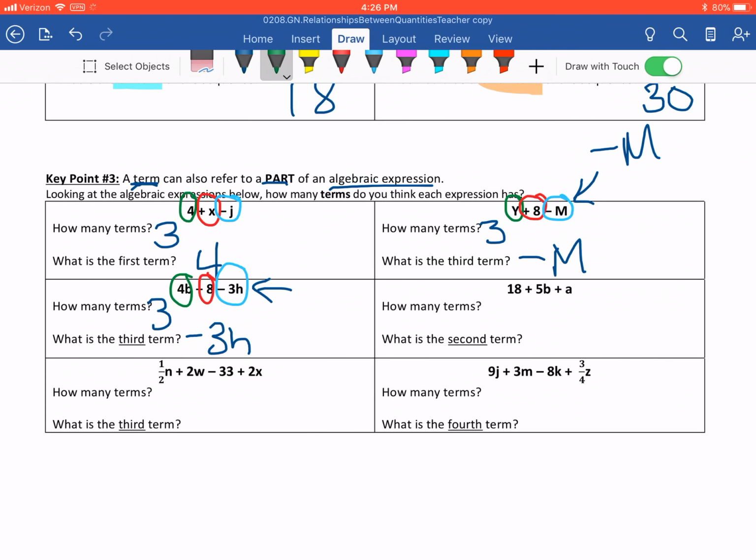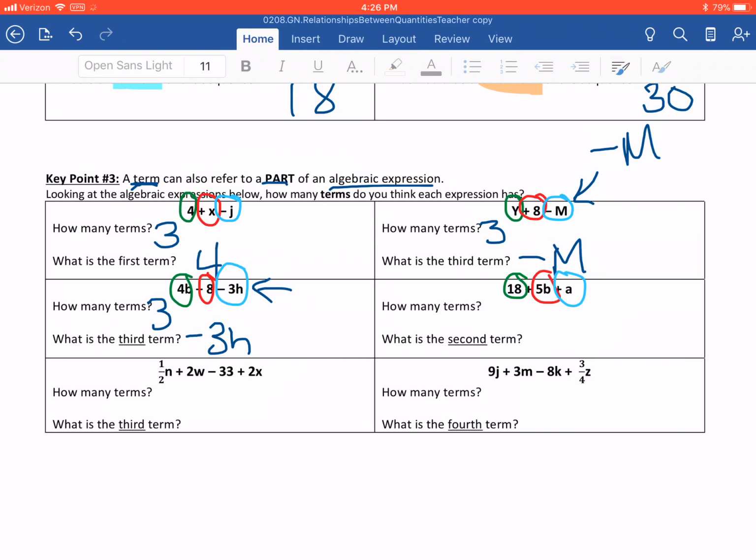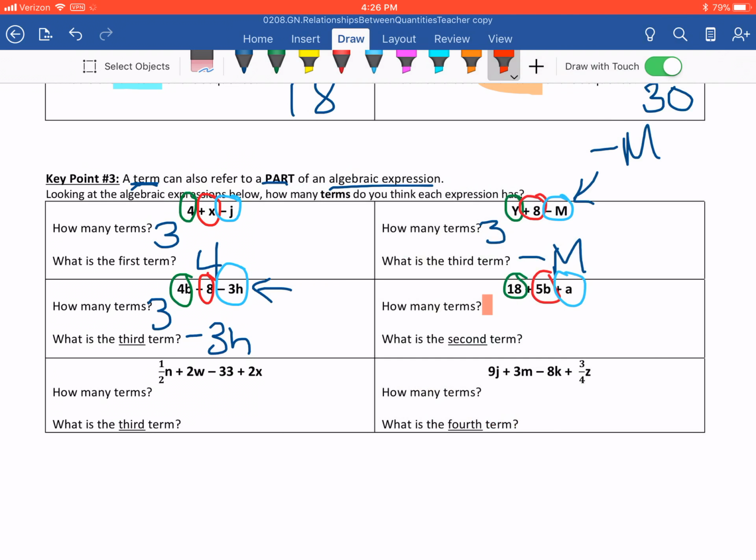On the next one, how many terms do we have? We have 18. We have 5b. And we have plus a. So again, that's 3 terms. What is the second term? So the second one, the one in the middle, would be 5b. Now I could put plus 5b if I want, but if there's no negative, then we just assume that it's already positive. So this is just kind of optional. So you could also write plus 5b or just 5b.